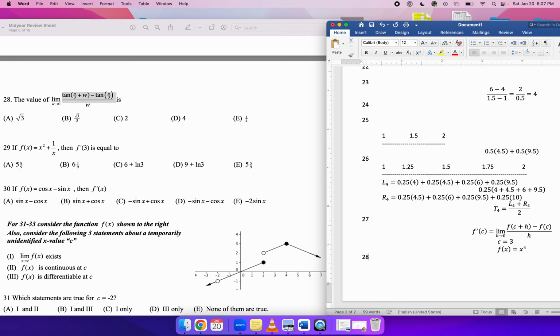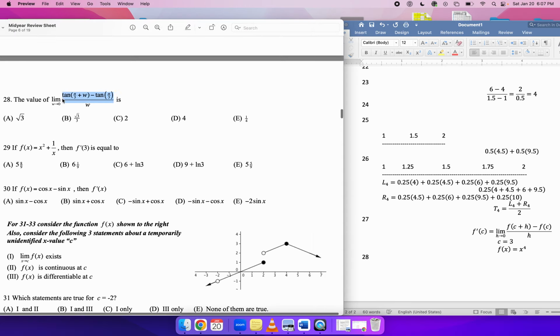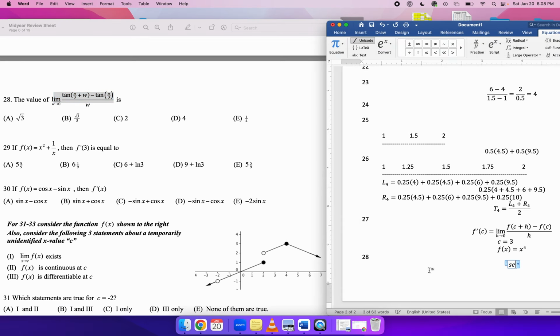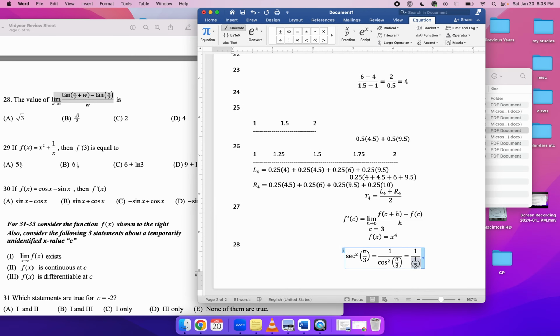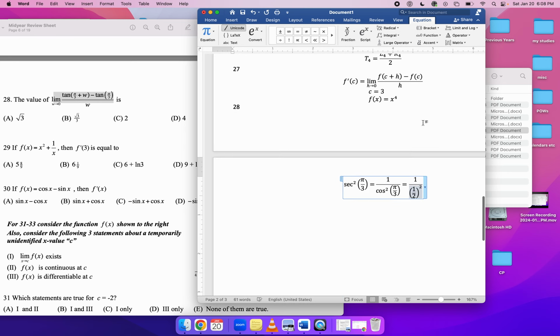Oh, sorry, so 28. So this is computing the derivative of tangent at pi over 3. The derivative of tangent is secant squared, so the value of this limit is just secant squared pi over 3. And what is that? Yeah, I don't know my secant values, and neither do you. Nobody does. You don't have to know them. You just need to know that secant is the reciprocal of cosine, so this really just means 1 over cosine squared of pi over 3. Cosine of pi over 3 is a half, so it's 1 over 1/2 quantity squared. So that's 1 over a 4th, which is 4, the end.